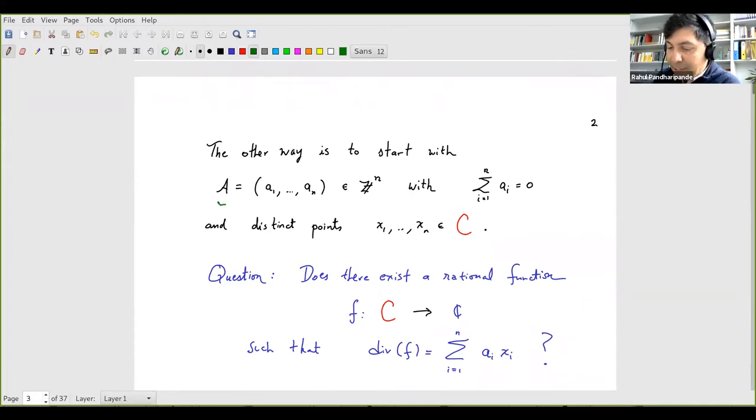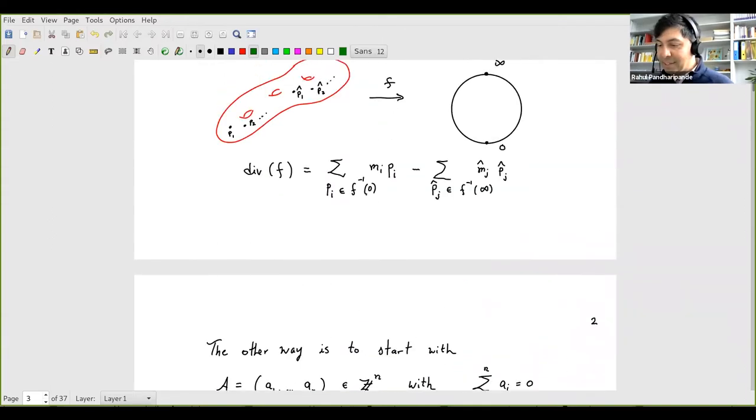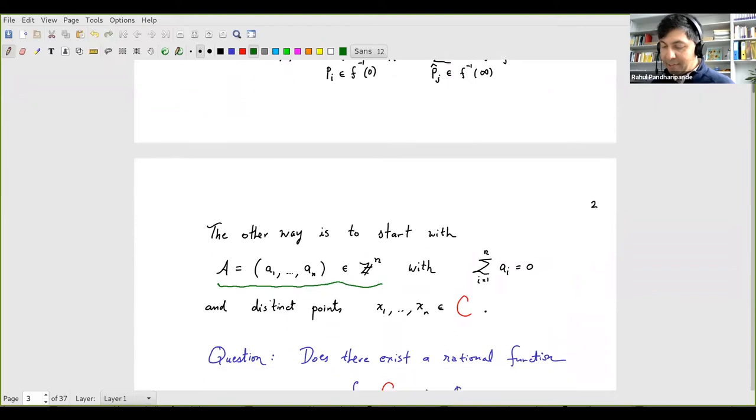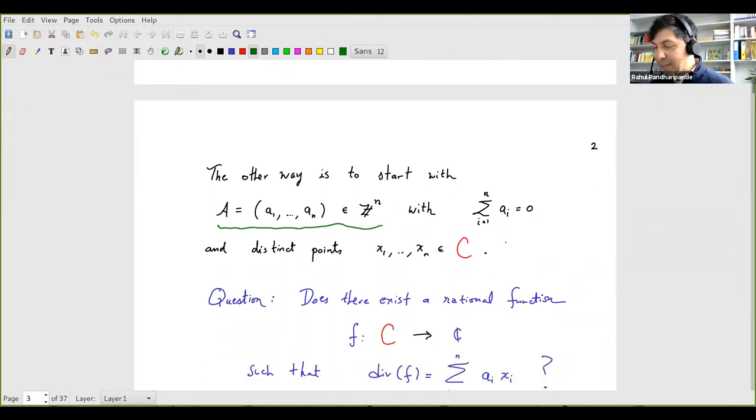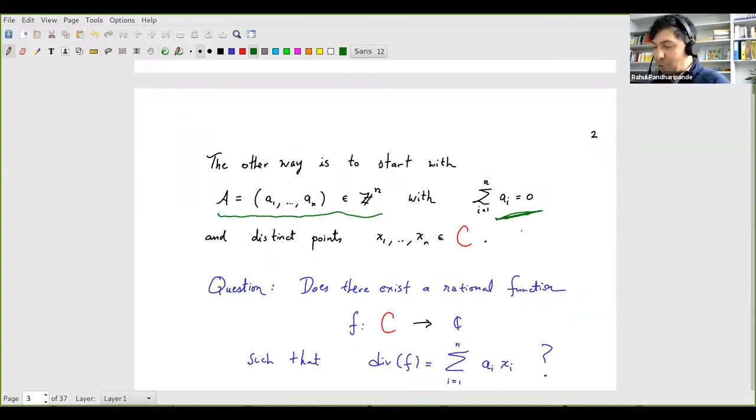So you can start with instead the data of the zeros and poles. So these are the a's. Before, I had written them as m_i and m_i hats. So that's the zeros and the poles. But here we can start with the data of the zeros and poles as a vector of integers, some positive, some negative. And of course they should sum to zero, because the sum of the zeros and poles is always zero. And we pick some distinct points of the curve.